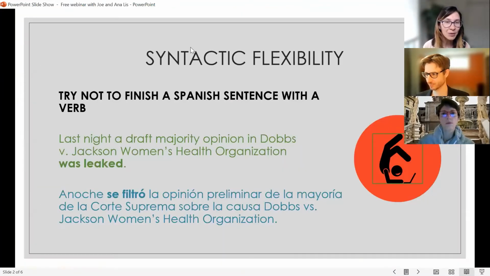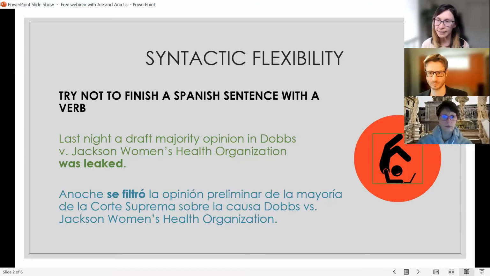So, 3 easy ways to improve your Spanish syntax. Syntactic flexibility is my first tip. Spanish is one of the most flexible languages out there, so my first tip is to make use of that flexibility. And one easy way to do that is to try not to finish a sentence in Spanish with a verb.